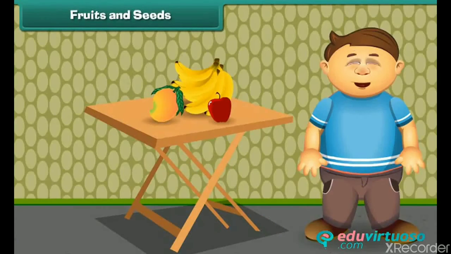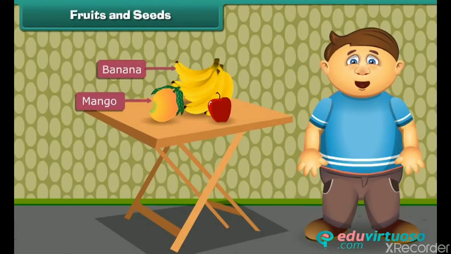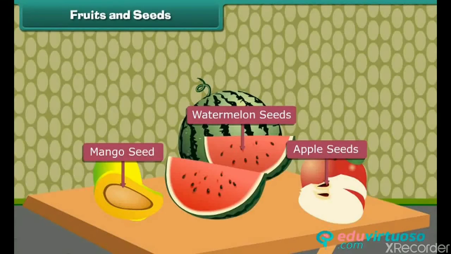I know that most of you like fruits. Fruit is the juicy part of the plant. It forms from the flowers of the plant. Fruits are of different shapes, sizes, and colors. Fruits are good for health, as they contain many vitamins. Friends, seeds are present inside the fruits. Some fruits, like mango, have only one seed inside them, while others have many seeds, like in apple and watermelon.